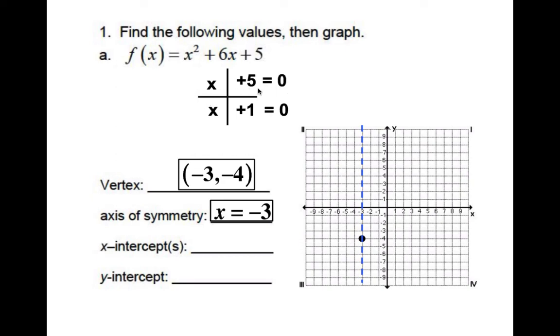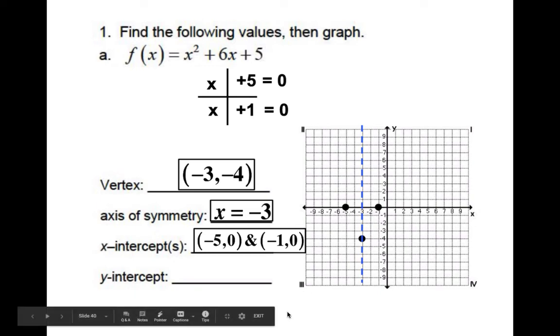So on the top row, I would minus the 5 over, so my x-intercept is negative 5, 0. And then on the bottom row, minus the 1 over, so I get negative 1, 0. So those are my two x-intercepts. I can plot them on the graph.